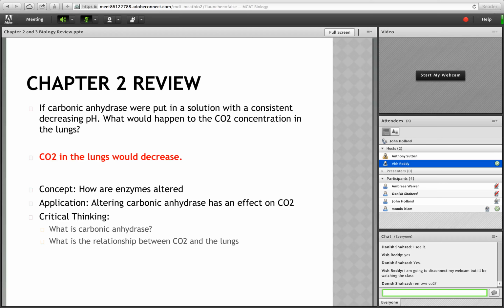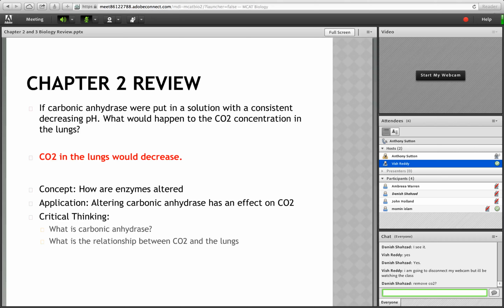It removes. Go ahead, John. Go first. Does it convert CO2 to bicarbonate in the blood? Okay. All right. So John says it converts CO2 to bicarbonate, and so what that means is that CO2 is transported through the blood in the form of bicarbonate, HCO3 minus.